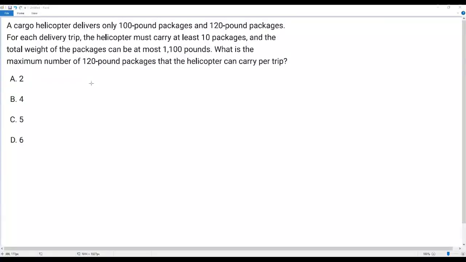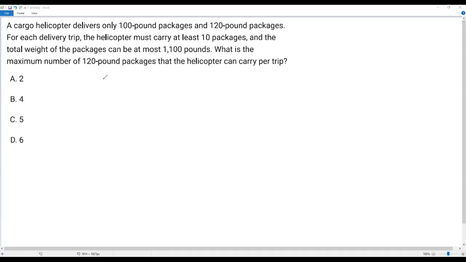Here we have a SAT math question. Okay, let's go through the information. A cargo helicopter delivers only 100-pound packages or 120-pound packages. For each delivery trip, the helicopter must carry at least 10 packages and the total weight of the packages can be at most 1,100 pounds. What is the maximum number of 120-pound packages that the helicopter can carry in a trip?